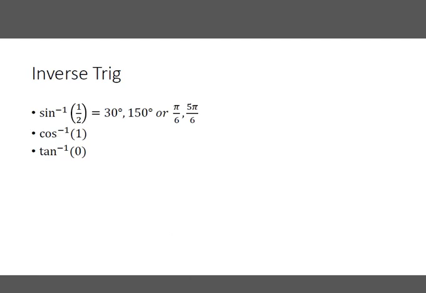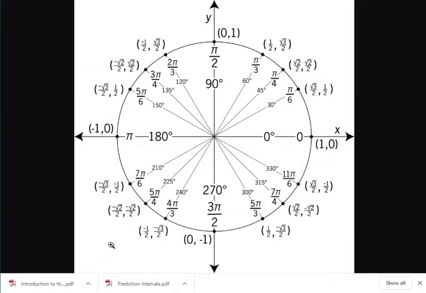Now the inverse cosine of 1. So I'm looking for an x-coordinate of 1. And to be honest, I only really see just one x-coordinate of 1. It's this one right here. So this is 0 degrees, or radian of 0.